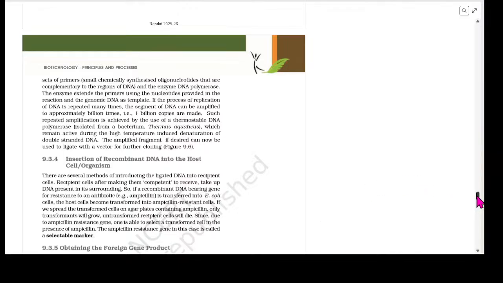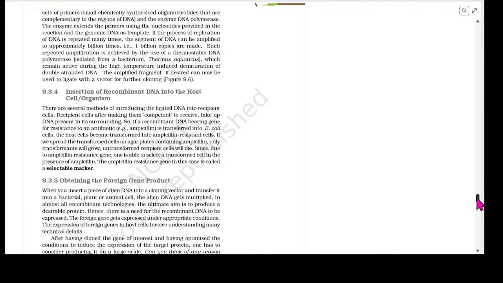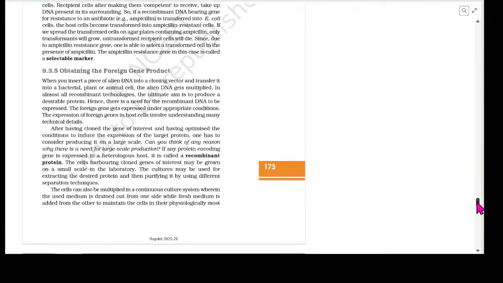The ampicillin resistant gene in this case is called a selectable marker. Next topic, obtaining the foreign gene product. When you insert a piece of alien DNA into a cloning vector and transfer it into a bacterial, plant or animal cell, the alien DNA gets multiplied.